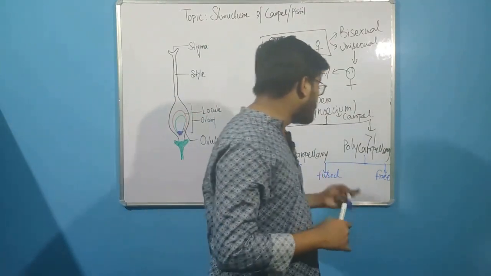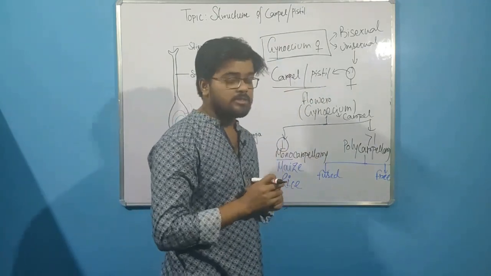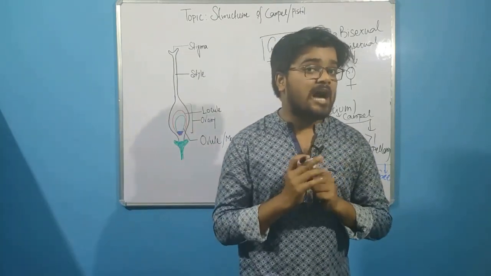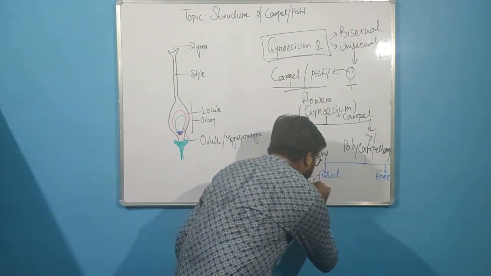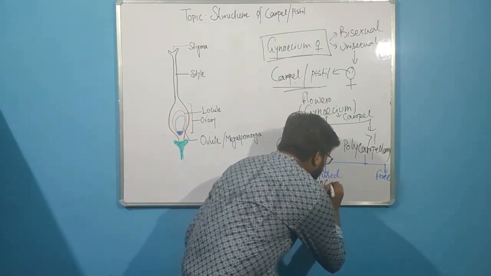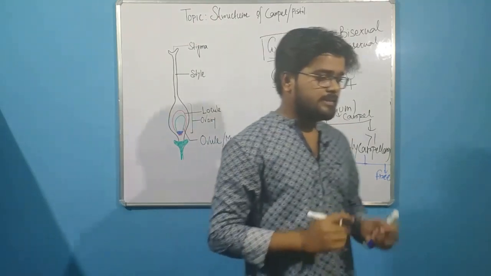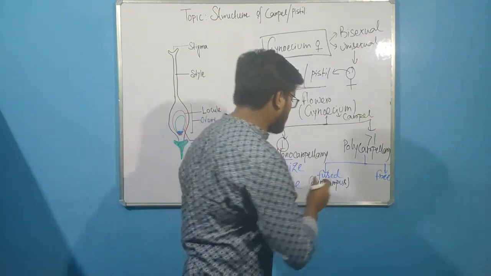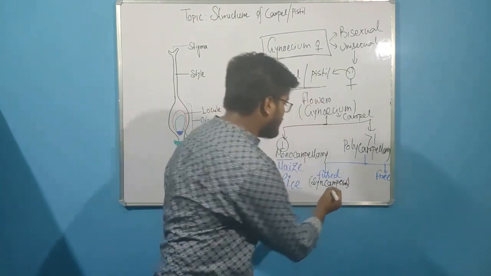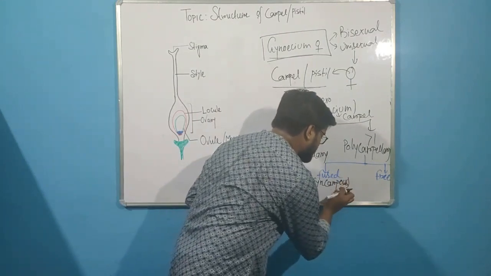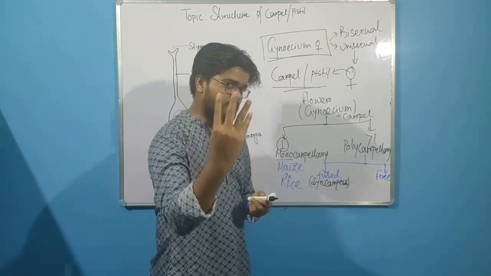If they are fused, that fused condition is called syncarpous. If the carpels are fused, it's called syncarpous. Syn means together. That means suppose these are my carpels.